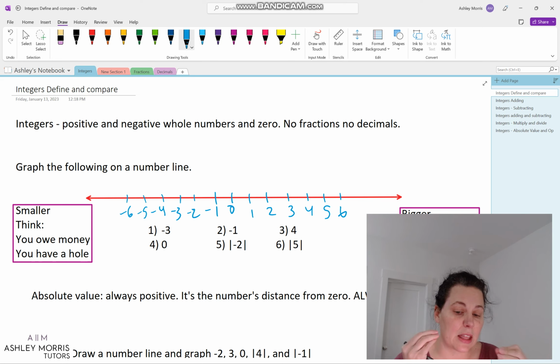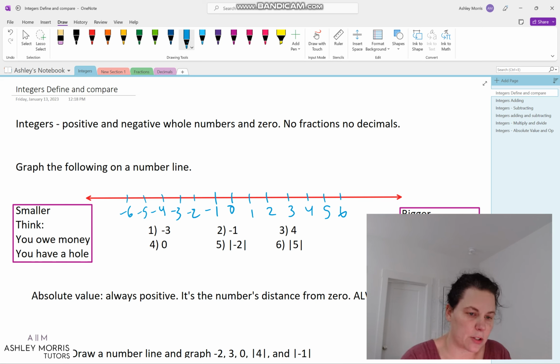The way I think about it is my bigger numbers, I'm going to have more money, or I'm going to have a pile. And my smaller numbers, I'm going to owe money, or I'm going to have a hole. And that works for most situations. You've got to be careful how you word it. Like if they're both negative, you owe more money or you owe less money. But we'll get to that in a minute.